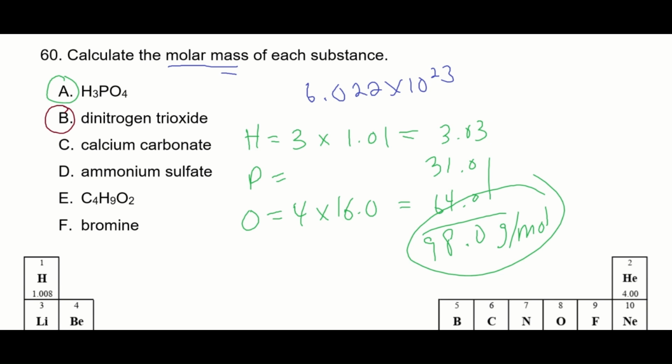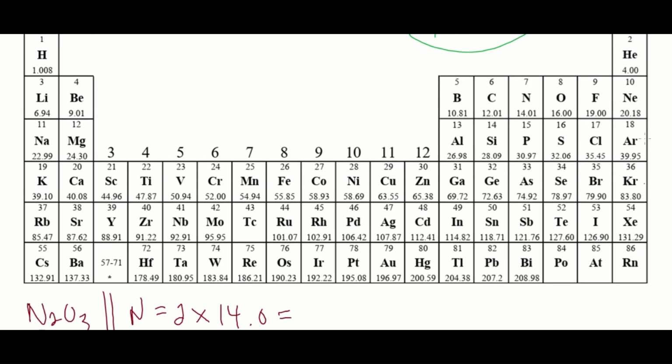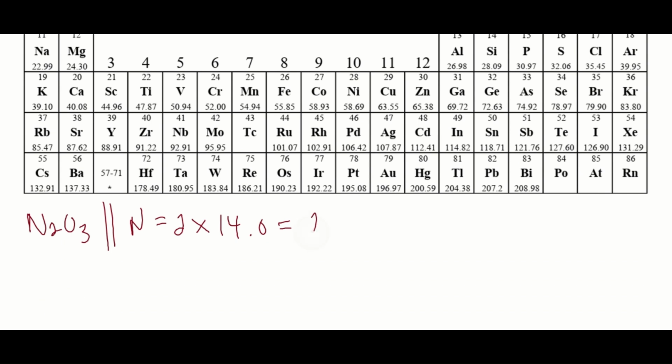is a binary molecular compound, so we'll need to use the prefixes to determine the formula. Di means 2, so the formula is N2. Tri means 3, so it's O3. N2O3. Let's do that down here. So there's 2 nitrogens in N2O3, and nitrogen has a molar mass of 14.0. That's right next to oxygen. So that's going to give us 28.0 grams per mole.